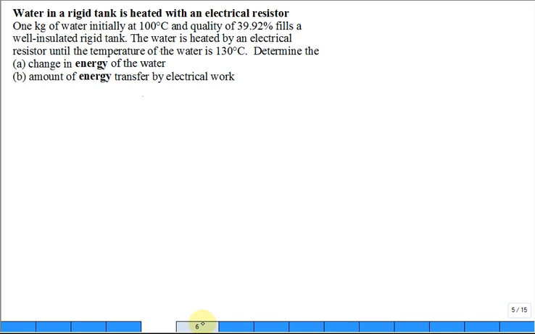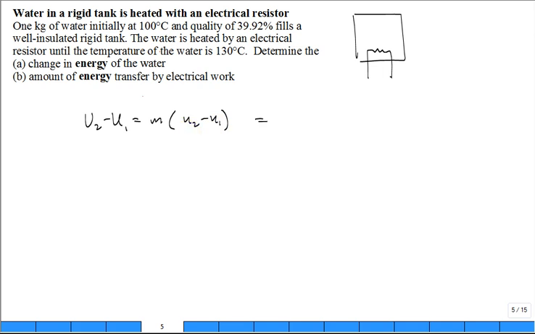Okay, last time we were working on a problem where we had water in a rigid tank that's heated with an electric resistor. So we had a rigid tank come in with the resistor. You remember that problem? And we solved for what is the change in the energy of the water. And we found that, oh, that's U2 minus U1. That's just mass times U2 minus U1. And we were able to calculate that it was right at, I think, 1288 kilojoules. True or false? Remember this problem?